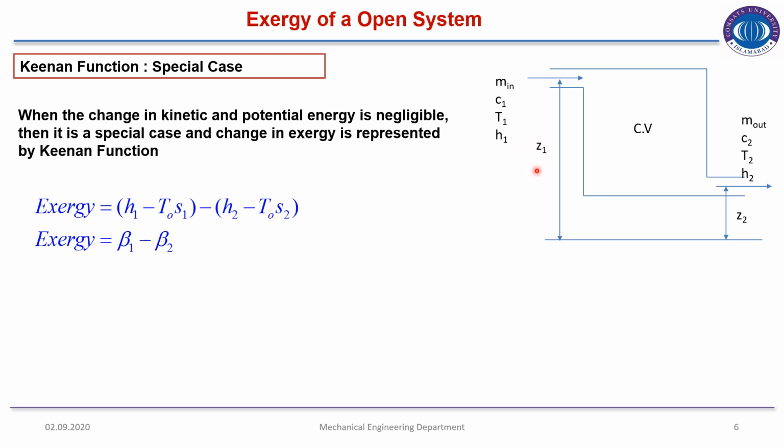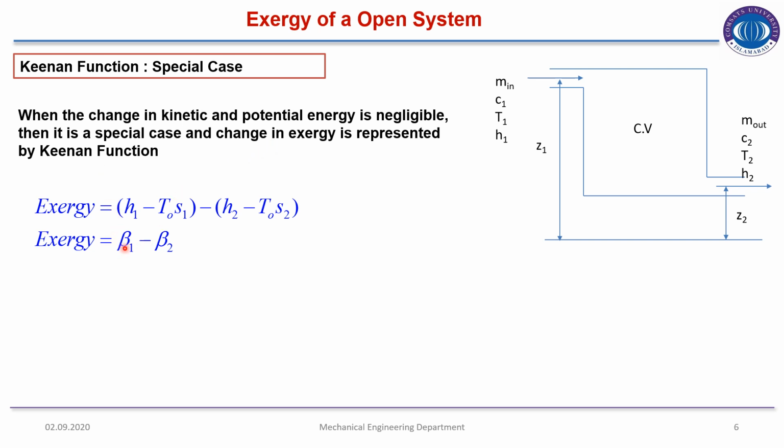And similarly, Z1 and Z2 represent the potential energy component. So for Z1 equal to Z2, there will be no change in the potential energy component. So both heights or elevations become equal. So the potential energy components are the same and there will be no change in the potential energy component. So it becomes a special case for exergy for an open system. Then this special case of change of exergy or available energy is represented with the Keenan function.